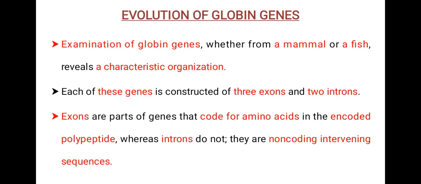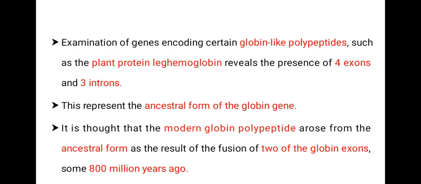Evolution of globin genes. Examination of globin genes, whether from a mammal or a fish, reveals a characteristic organization. Each of the genes is constructed of 3 exons and 2 introns. Exons are parts of genes that code for amino acids in an encoded polypeptide, whereas introns do not. They are non-coding intervening sequences. Then examination of genes encoding certain globin-like polypeptides, such as the plant protein leghemoglobin, reveals the presence of 4 exons and 3 introns. This represents the ancestral form of the globin gene.